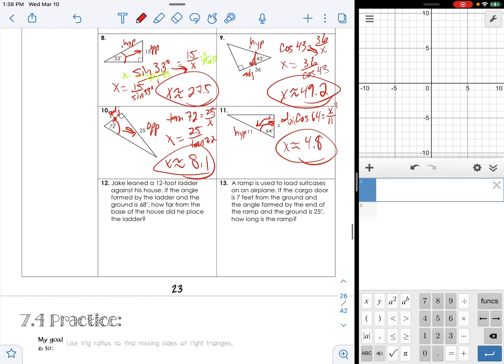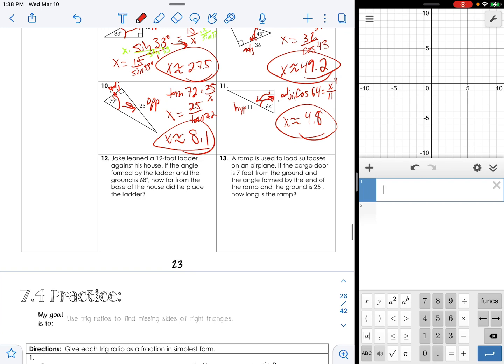Perfect. Now, this brings on word problems. This is where you're going to see most of the word problems in geometry. It's going to deal with right triangle trig. So SOHCAHTOA is going to be very important. But all you have to remember is to just draw a picture.